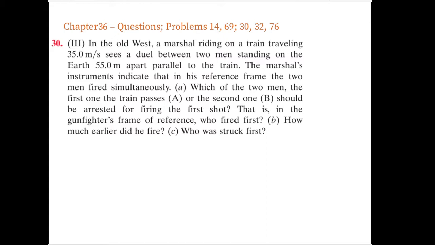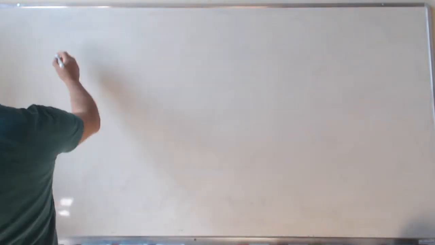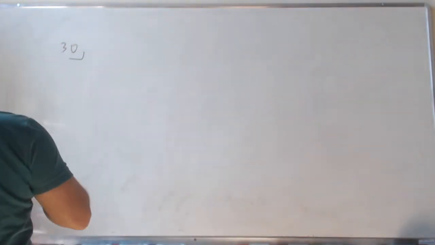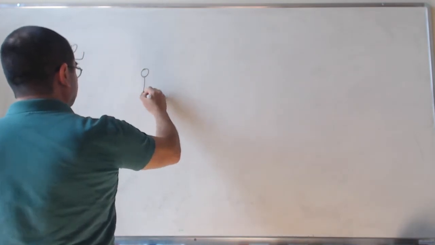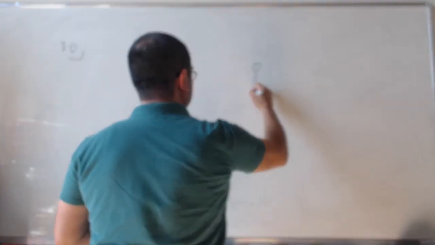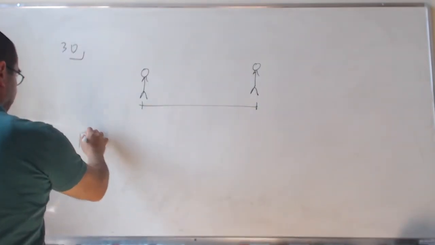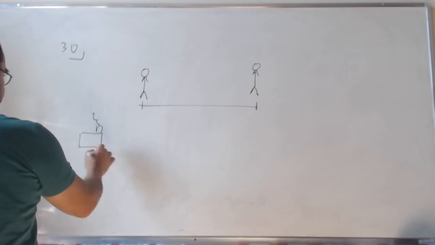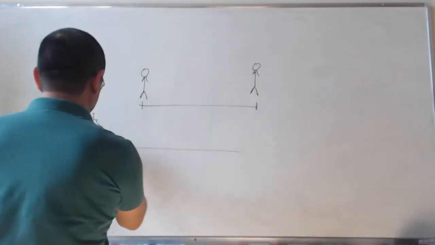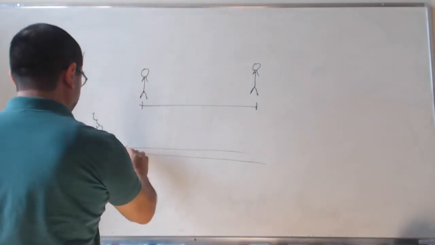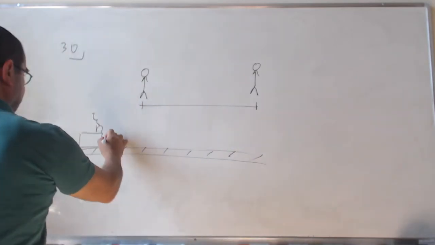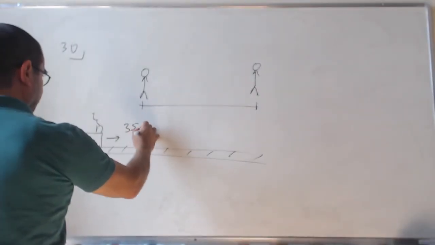Okay, so this is problem 30. So we have 2 gunfighters, and there's some separation between them, and we have a marshal that's on a train. The train track is just parallel to the line that's separating these 2. This train is moving at 35 meters per second.